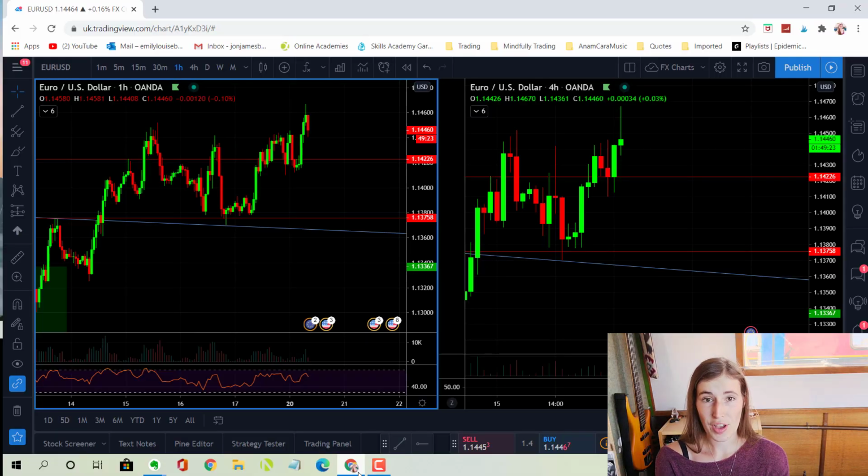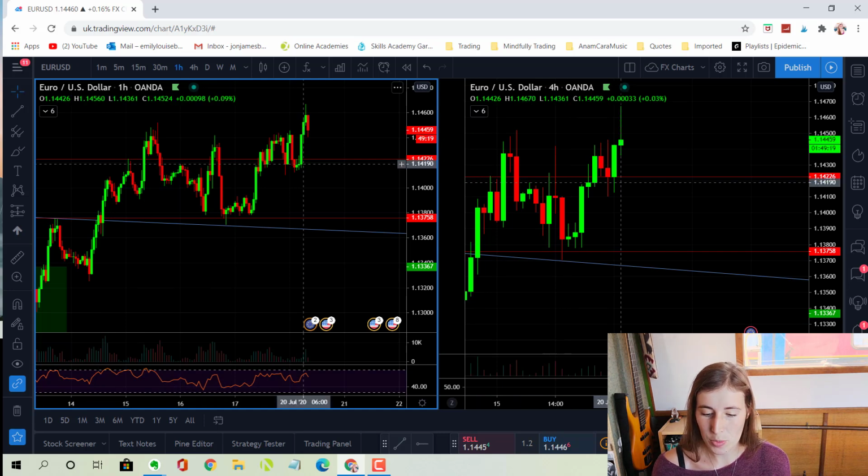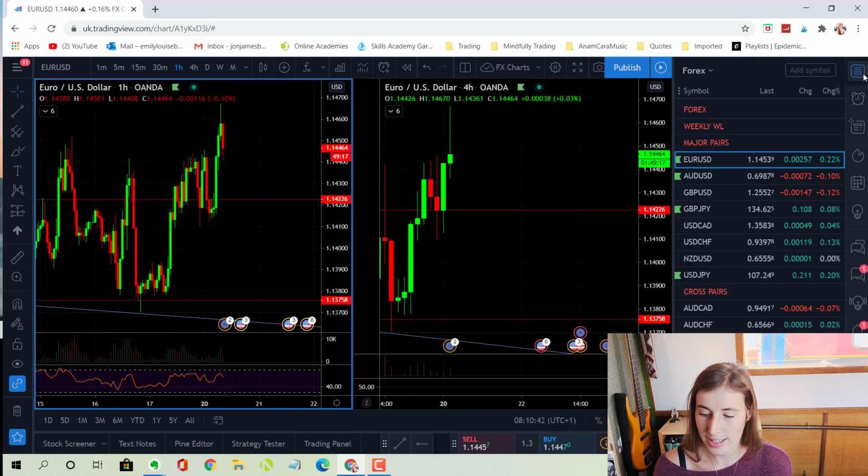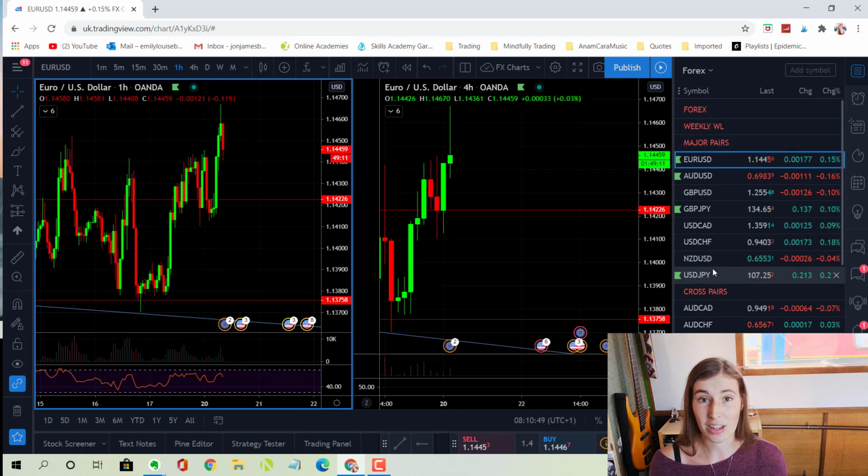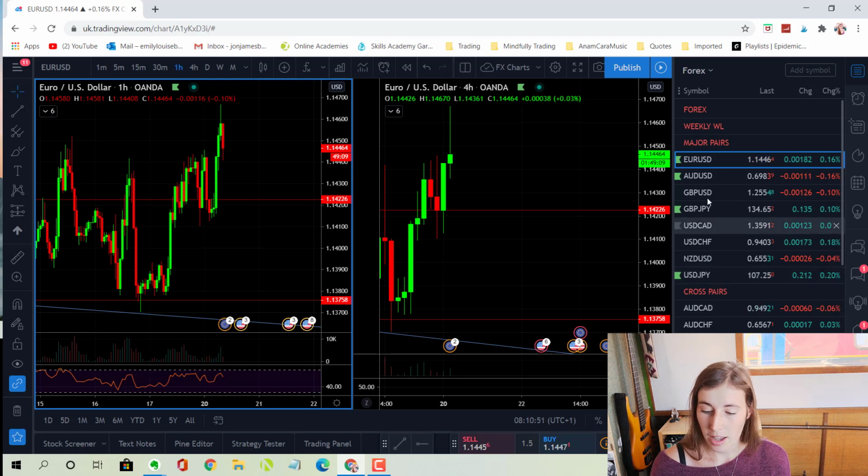Okay, so first things first, for making my weekly watch list, I'm going to dive into TradingView, which is what I use for charts. On the right hand side here, 3 dotted lines, I've got my watch list already saved here of the main pairs I go through for analysis for the week. So you can see here I've got Forex weekly watch list major pairs. Flags will just be what I was focusing on last week. So I'm going to go through these 8 here.